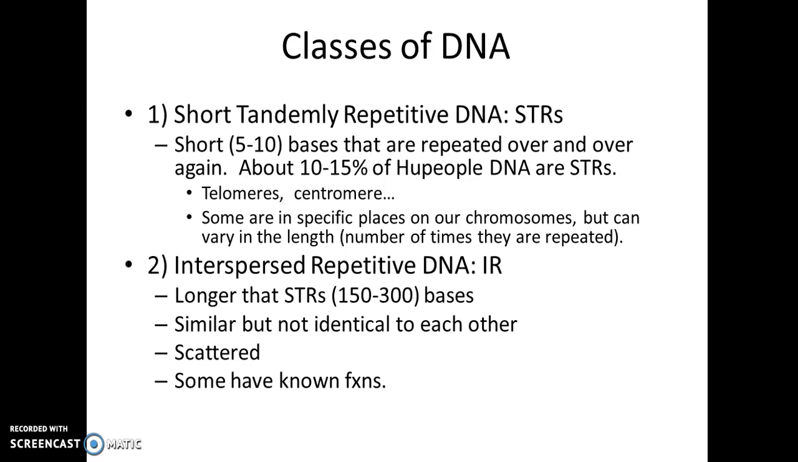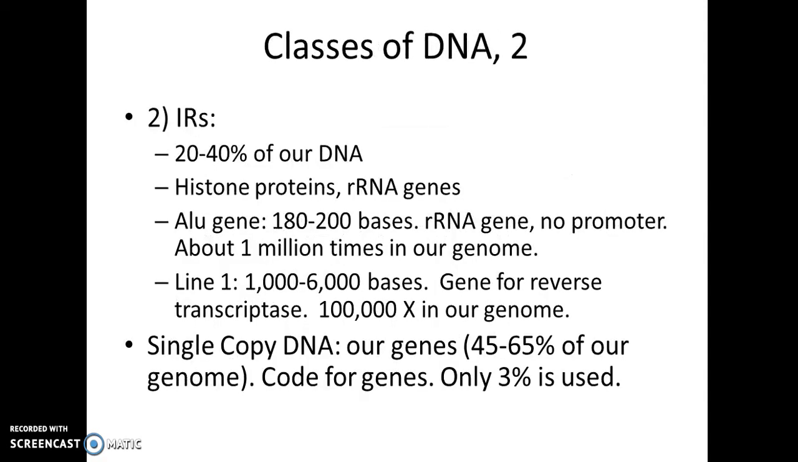The second class are interspersed repetitive DNA, or IRs. They're longer than STRs, anywhere from 150 to 300 bases. That varies too. They are similar but not identical to each other. They are scattered throughout the genome. Some have known functions. For example, 20 to 40% of our DNA are IRs, and sometimes they can produce histone proteins or rRNA genes.